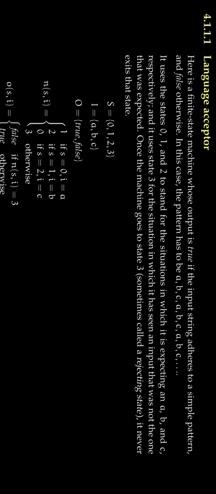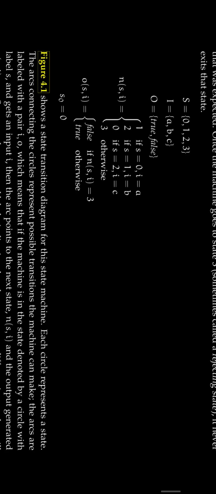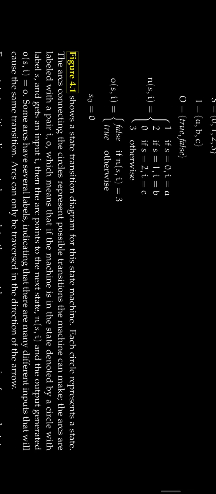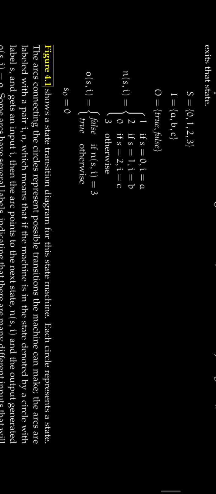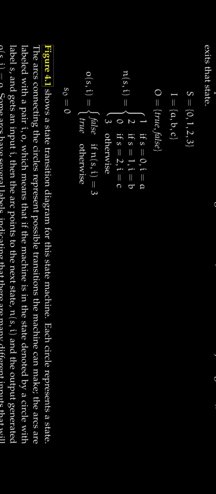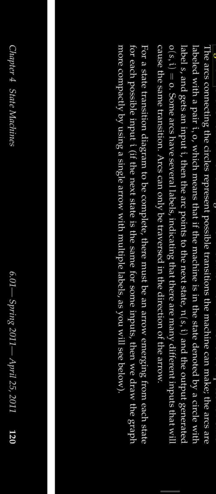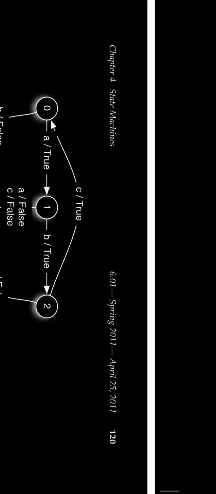States: 0, 1, 2, 3. Inputs: A, B, C. Outputs: true, false. Next state: 1 if s is 0 and i is A, 2 if s is 1 and i is B, 0 if s is 2 and i is C, 3 otherwise. Output: false if ns is 3, true otherwise. Initial state s0 is 0. Figure 4.1 shows a state transition diagram for this state machine.